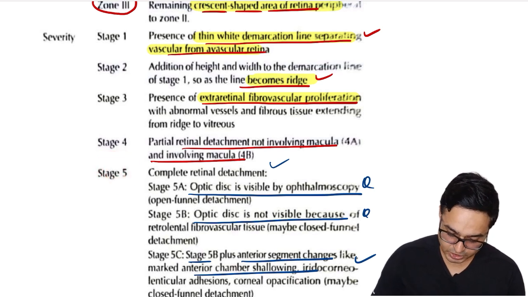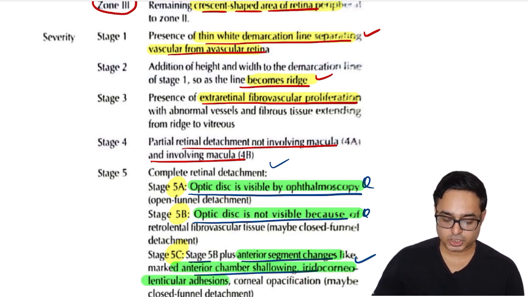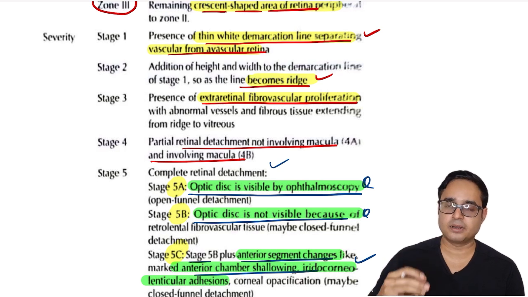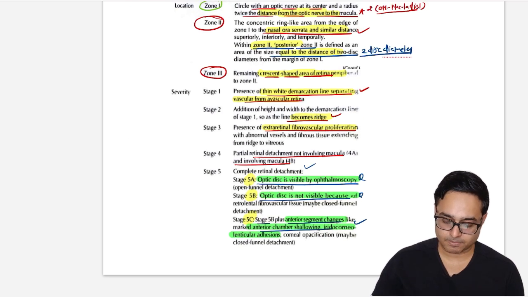Then stage 5 is complete retinal detachment. In this condition, stage 5A, 5B and 5C are given. 5A, optic disc is visible by ophthalmoscopy. 5B, optic disc is not visible. And stage 5C, anterior segment changes like marked anterior chamber shallowing, iridocorneal lenticular adhesions will be seen. In a nutshell, 5A, optic disc is visible by ophthalmoscopy. 5B, optic disc is not visible by ophthalmoscopy. And 5C, anterior chamber changes.